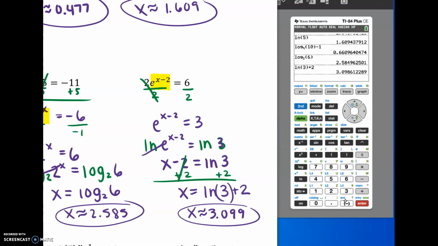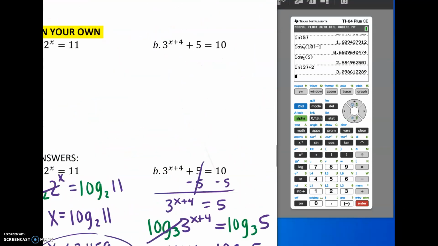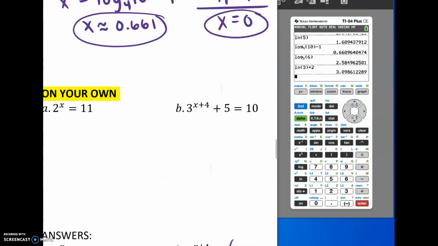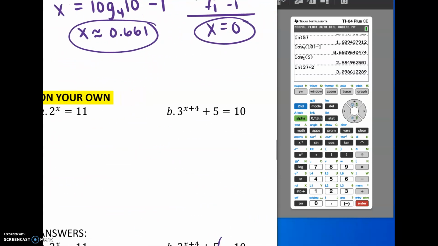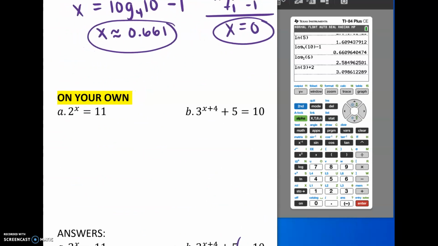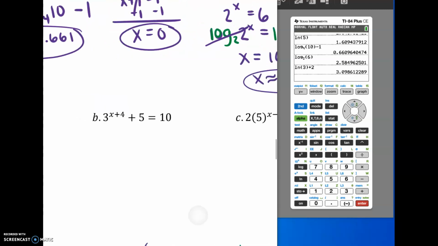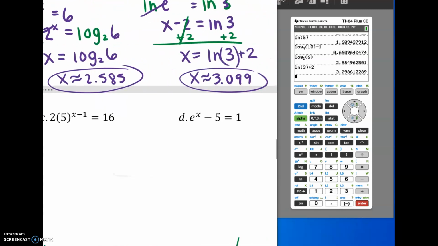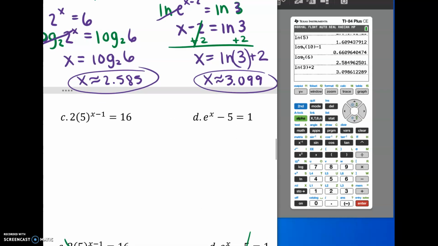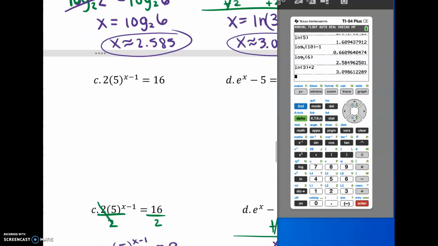All right, guys, and that is it for the lesson today. So I'm going to go ahead and give you your you-try problems. So pause the video. Extend this over so you can see the first 2, since you have 4 total this time. So there's the first 2 if you want to pause the video and write them down. Here are the last 2. So try those on your own, guys, and then I'm going to show you the answers.